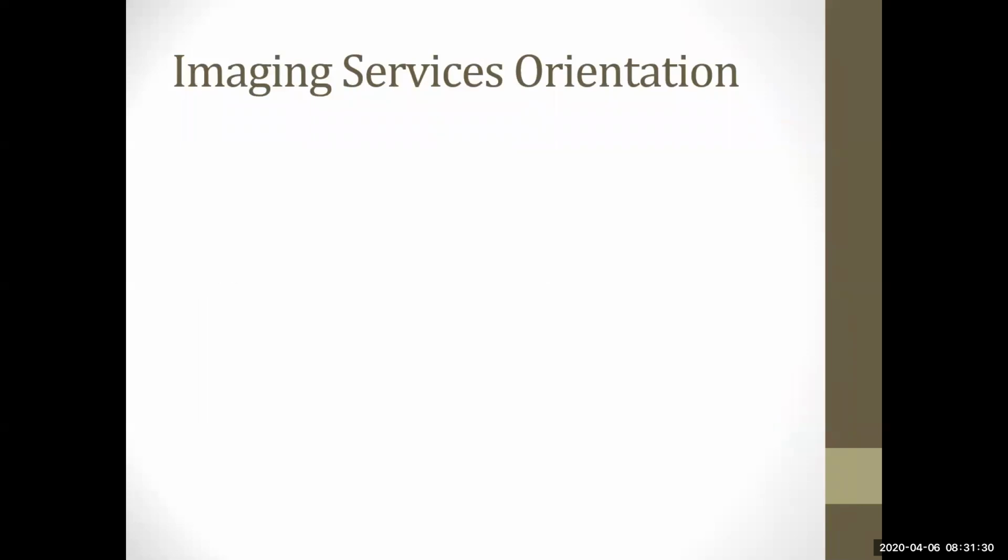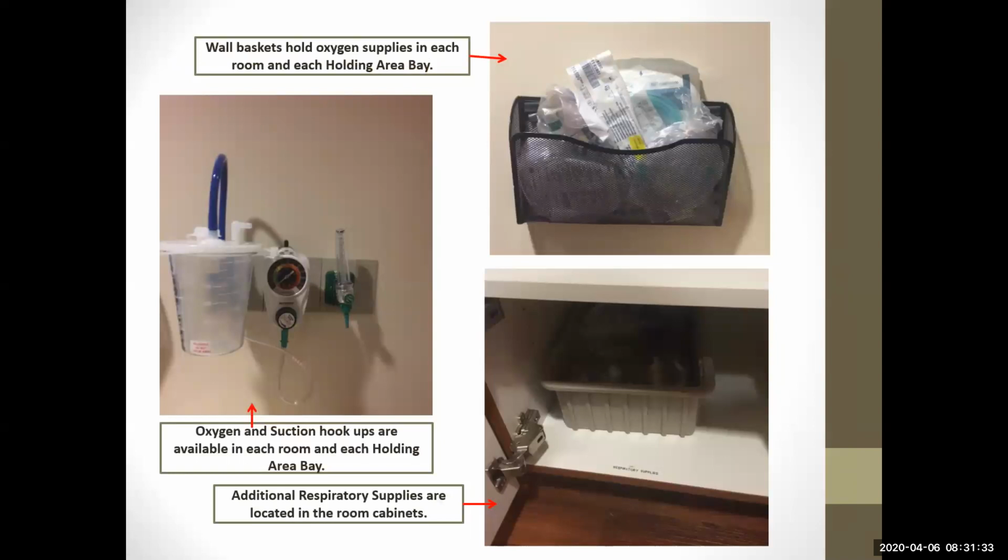Let's talk a little bit about the imaging services department itself. In every room, we have some features. We have oxygen and suction hookup. It's also available in all of the holding area bays. And each room has a basket, as seen here. It's a little black basket on the wall that holds oxygen supplies. So you'll have oxygen tubing, a Yankauer, whatever you may need to take care of that patient. Also, there are respiratory supplies located in the room cabinets, so please familiarize yourself with where those may be located in your specific modality.